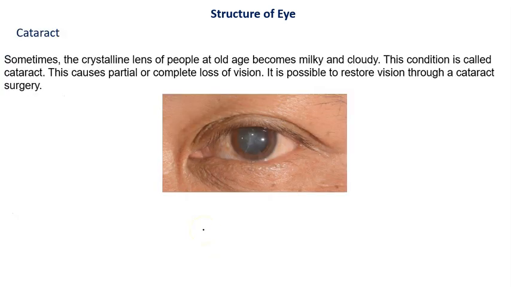varying distances. Cataract. Sometimes the crystalline lens of people at old age becomes milky and cloudy. It is visible in the diagram also. This condition is called cataract. This causes partial or complete loss of vision. It is possible to restore vision through a cataract surgery or operation.